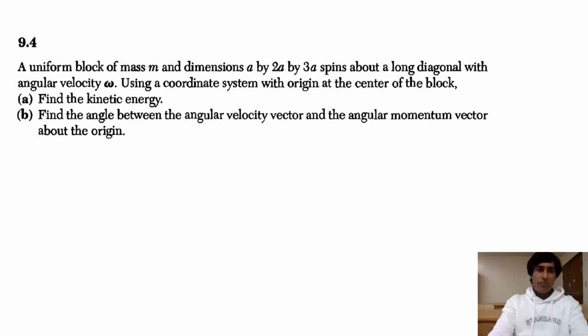The statement of the problem is that a uniform block of mass m and dimensions a by 2a by 3a spins about a long diagonal with angular velocity omega. Using a coordinate system with origin at the center of the block, we have to find the kinetic energy, which is the first part, and then we have to find the angle between the angular velocity vector and the angular momentum vector about the origin.